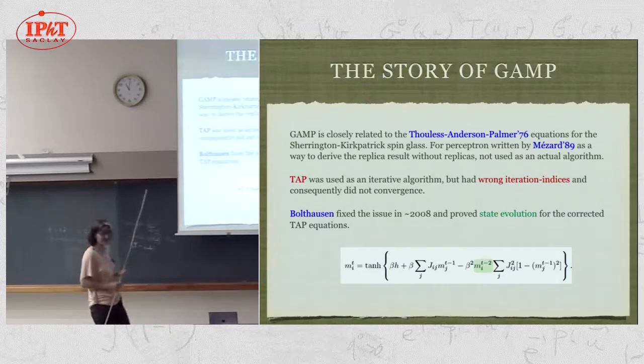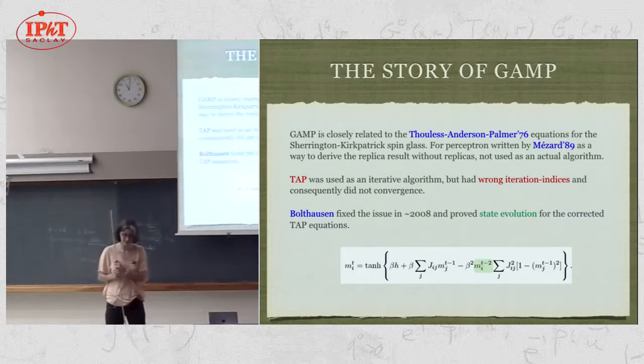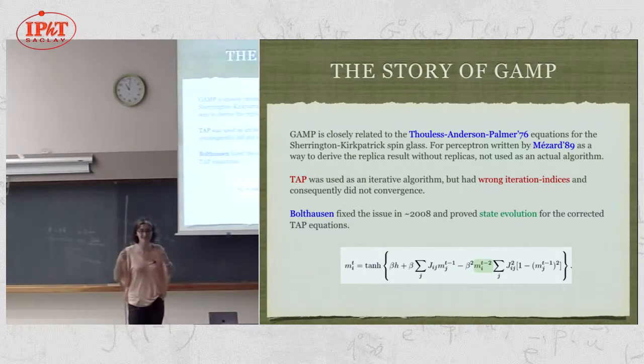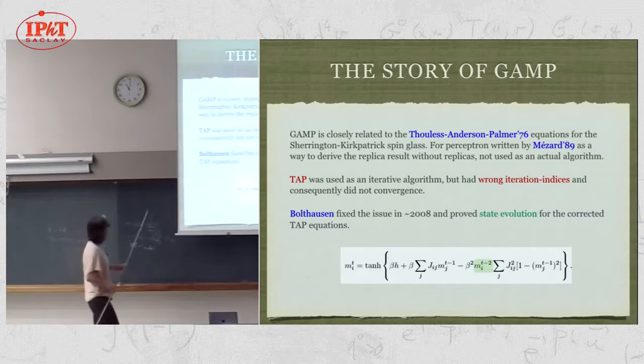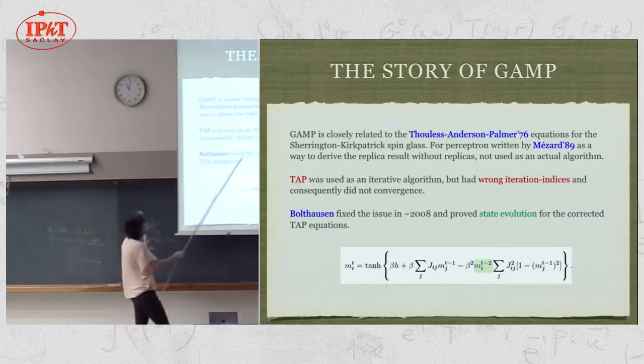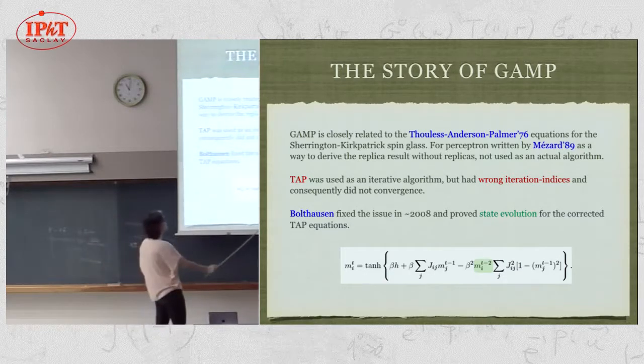But the thing is that I told you, right, with this paper of Opper and collaborators, and with many other papers that appeared in the field, that these TAP equations never converge. Even in the replica symmetric phase, you would like to use them for something, but it usually doesn't work. And it's for a trivial reason. These TAP equations, as people were using them for 40 years, simply had wrong iteration time indices.